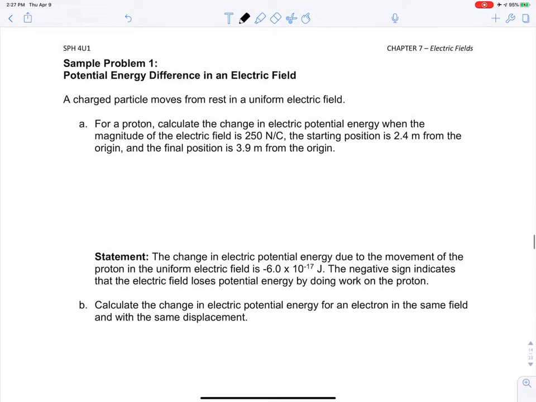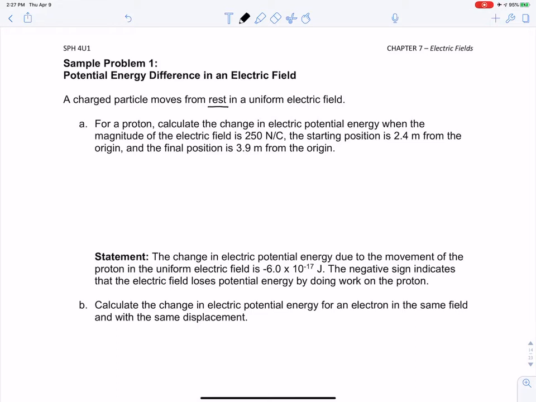Let's try sample problem number 1. Potential energy difference in an electric field. A charged particle moves from rest in a uniform electric field. Part A. For a proton, calculate the change in electric potential energy when the magnitude of the electric field is 250 newtons per coulomb, the starting position is 2.4 meters from the origin, and the final position is 3.9 meters from the origin. Let's write down what we have.